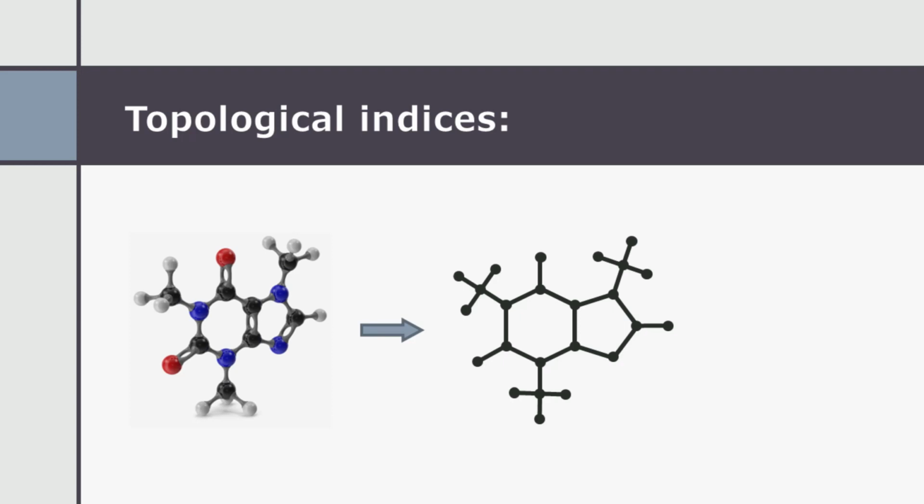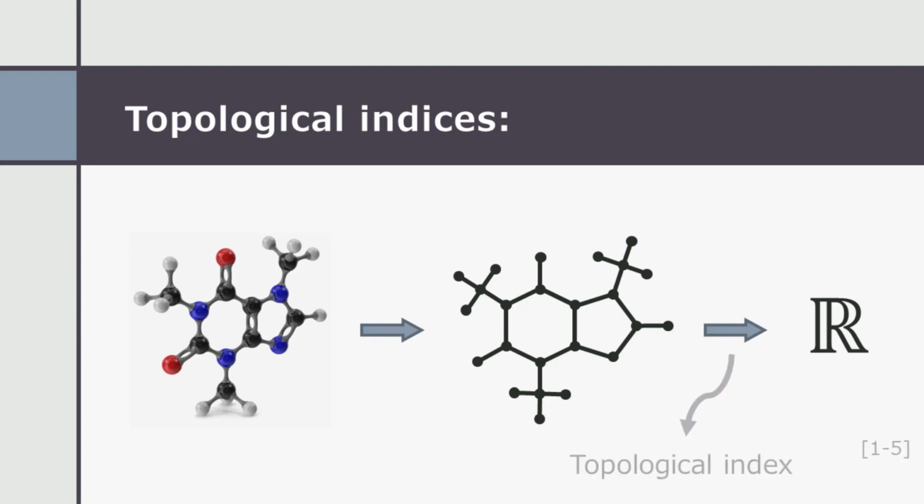One way to obtain information from the original molecule is to apply to the obtained chemical graph some function that is invariant under graph isomorphisms. If the image of this function is a subset of the real numbers, it is called a molecular descriptor. In addition, if a molecular descriptor correlates well with some physicochemical property, it is called a topological index. For more information on topological indices, see references.